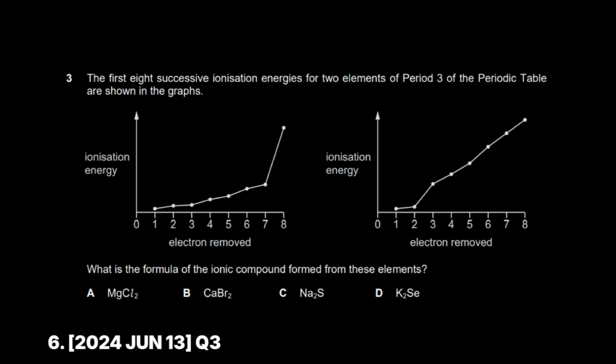The first 8 successive ionization energies of 2 elements of period 3 of the periodic table are shown. So out of period 3, 2 elements' successive ionization energies are shown. So for the same 2 elements you are plucking an electron over and over again. And if you look at the ionization energy, he's removing the electrons. There's a large jump between the 7th and the 8th ionization energy, which means what? That the 8th electron is removed from a shell closer to the nucleus. If it's removed from the shell closer to the nucleus, that means that the outer shell contained how many electrons? The outer shell contained 7 electrons.